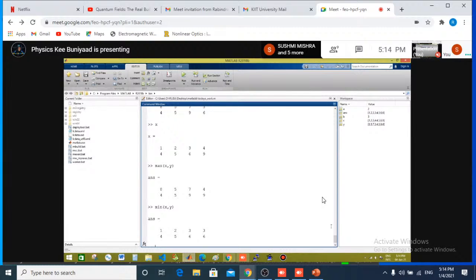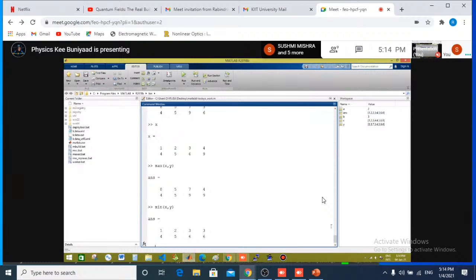So here the vector x contains 1, 2, 3. Then if I take the mean by typing just mean x, it will return you the mean of these three numbers. Here 1, 2, 3. If I add 1, 2, 3, it will give you 6. And then if I divide 6 by 3, as there are 3 elements, so I will divide that sum by 3. It will give you 2.